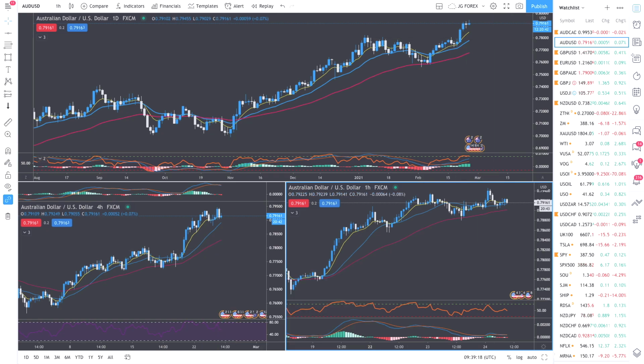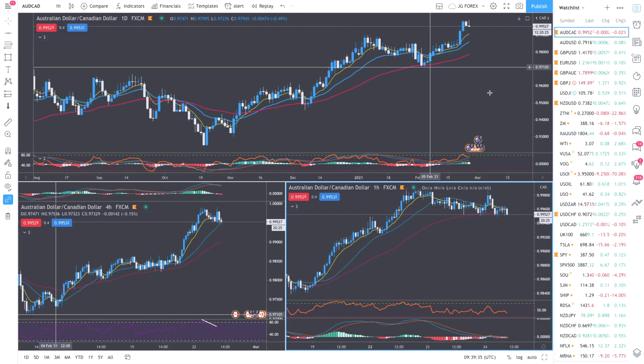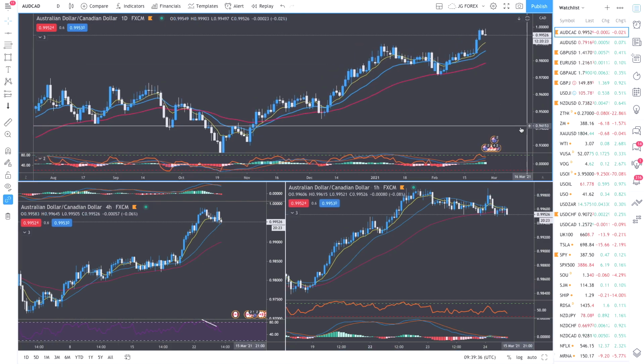So let's dive into the Aussie CAD first, and then I'm going to go into the Aussie dollar, and I want you to really take note of the differences in how these two are behaving and where that difference lies, so that you can remain on the high probability side of the market. First of all, let's look at the Aussie CAD in a bit more detail.